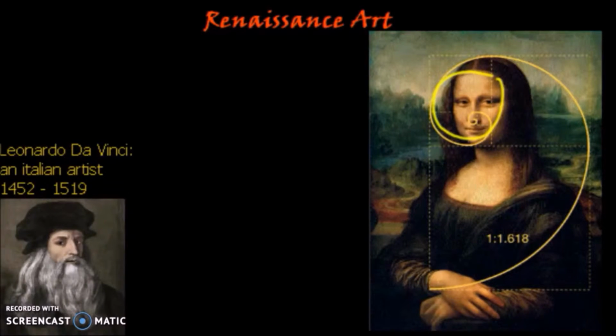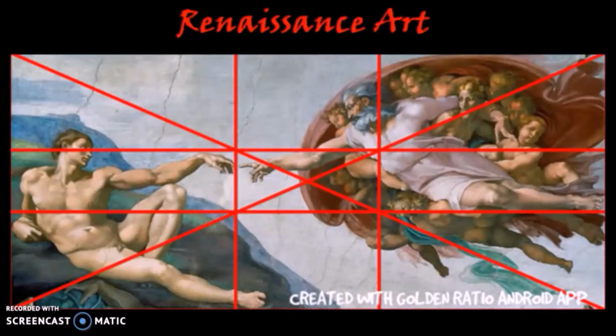Here is another example, The Creation of Adam by Michelangelo, an Italian sculptor. The Creation of Adam is part of the Sistine Chapel in Vatican City. In this, the golden ratio appears at the point in which Adam's finger is touched by God, as God breathes life into Adam. It is where your eye is first attracted and your eyes follow around the spiral, like this.